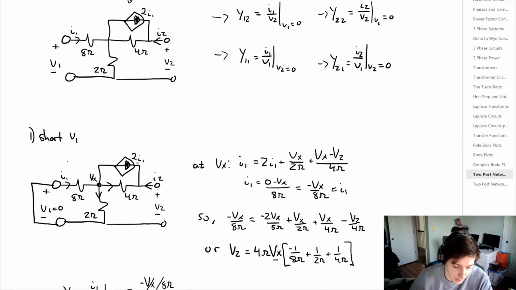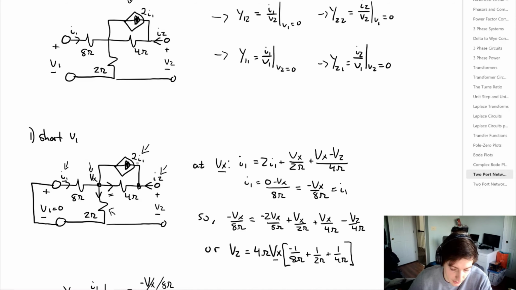So the first thing that we can do is simply short V1 or set V1 equal to 0. And if we do that and we keep the current like this, we can look at a node Vx and do a nodal analysis. So if we look at that node Vx, we can say that I1 is going in right here. And then coming out of that node, we have the dependent source 2I1. We have some current Vx divided by this 2 ohm resistor right here. And then we have an additional current where we have Vx minus V2 divided by 4 ohms. And we can label the current like this, because we do have an additional node right here for which we label I2 as we need to.